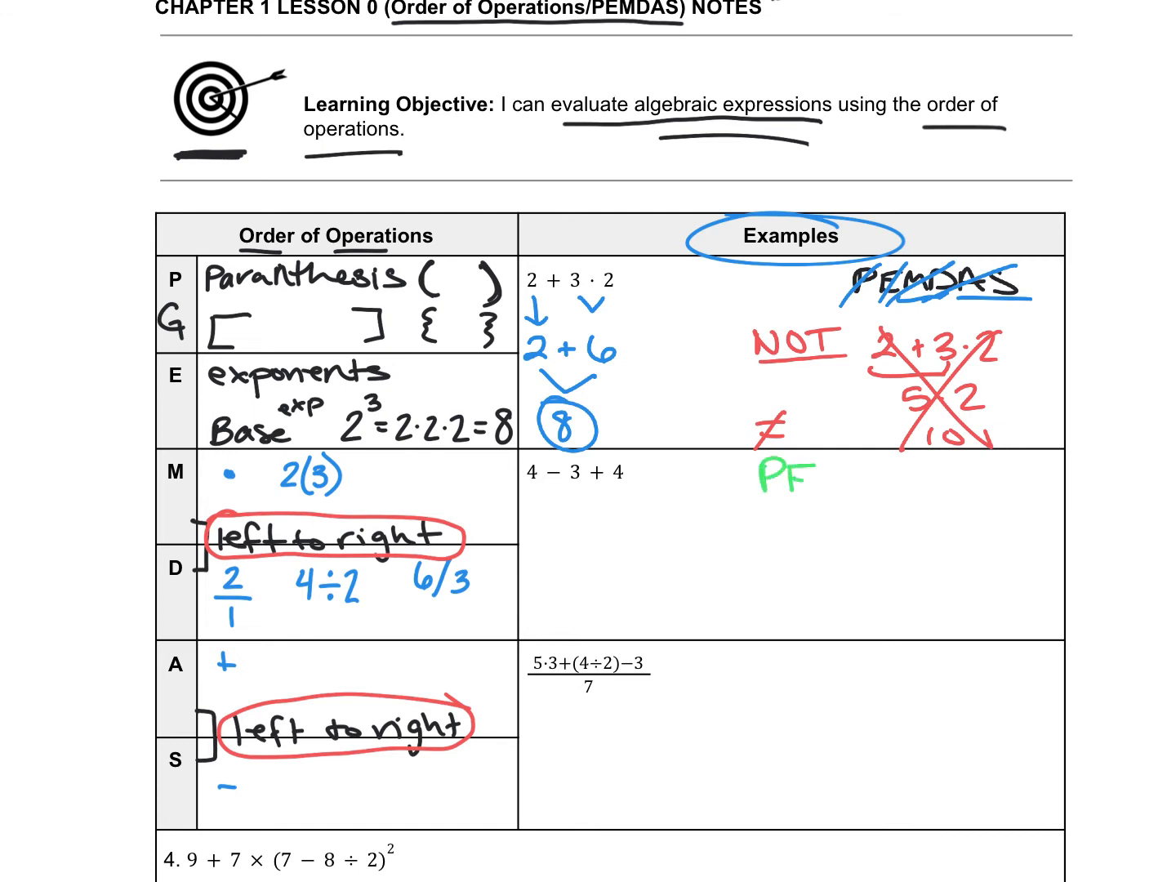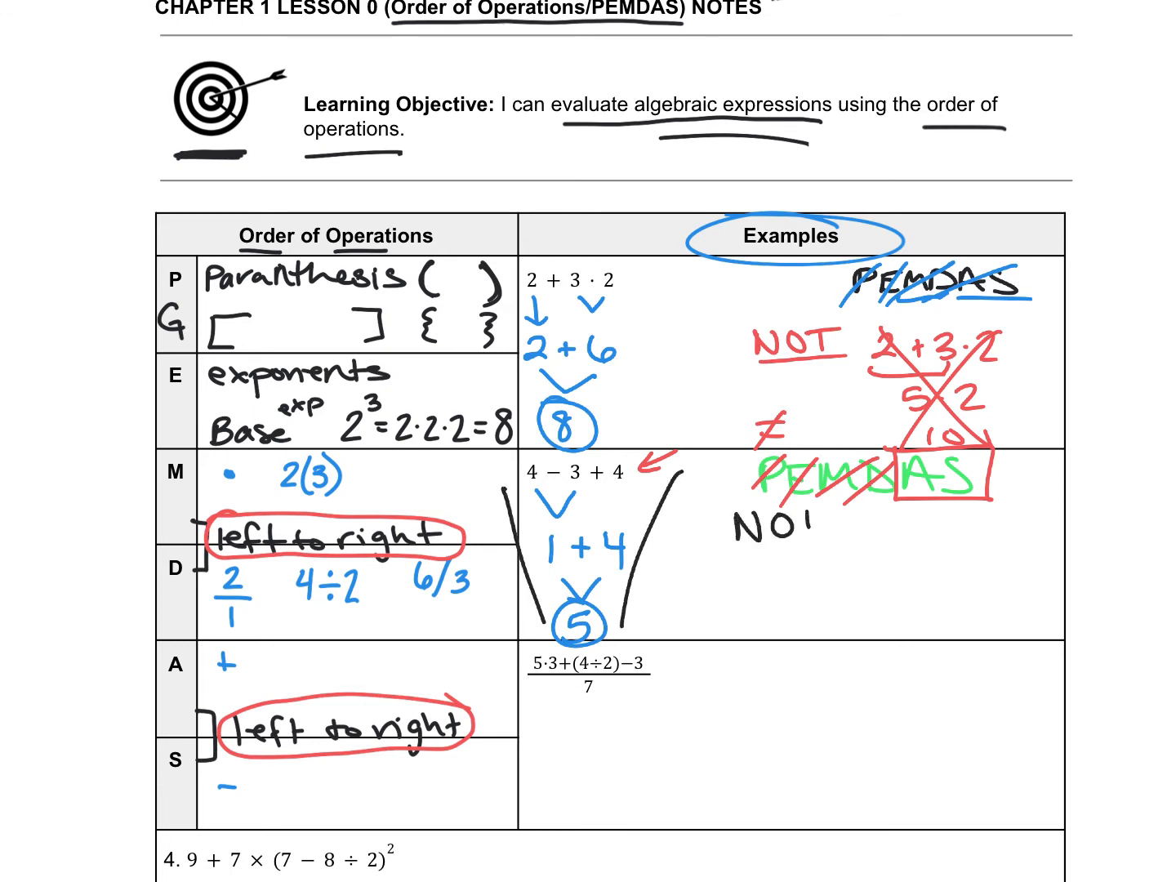So here I have my list of PEMDAS, order of operations. There are no parentheses in this. There are no exponents. There is no multiplication or division. There is addition and subtraction. Addition does not come first when they're both there. We go left to right. So I'm going to work left to right. 4 minus 3 is 1. Rewrite with the plus 4. It's nice and neat. 1 plus 4 is 5. You'll notice I make a nice organized funnel there.